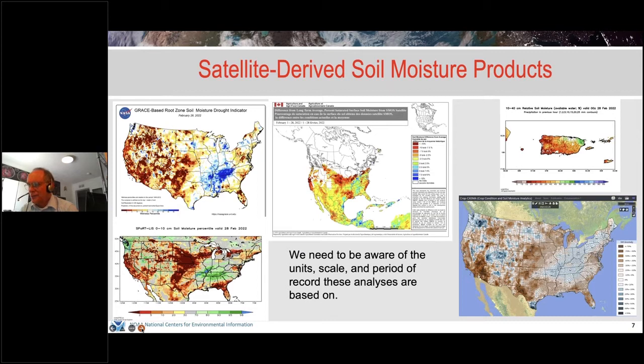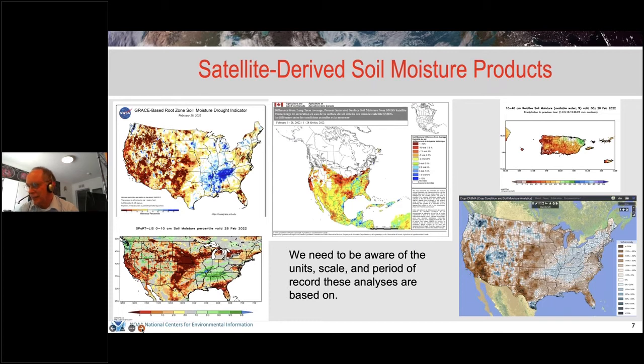This is an example of some of the satellite-derived soil moisture products that we use to prepare the US Drought Monitor Map. One thing we need to be aware of when we're looking at these things is the units may vary, the scale may vary, and the period of record these analyses are based on may vary. If you have a map that has a period of record of, say, 10 years, then the intensity of dryness in a particular area on that map may not reflect the same intensity of dryness that a product based upon 100 years of data would be.